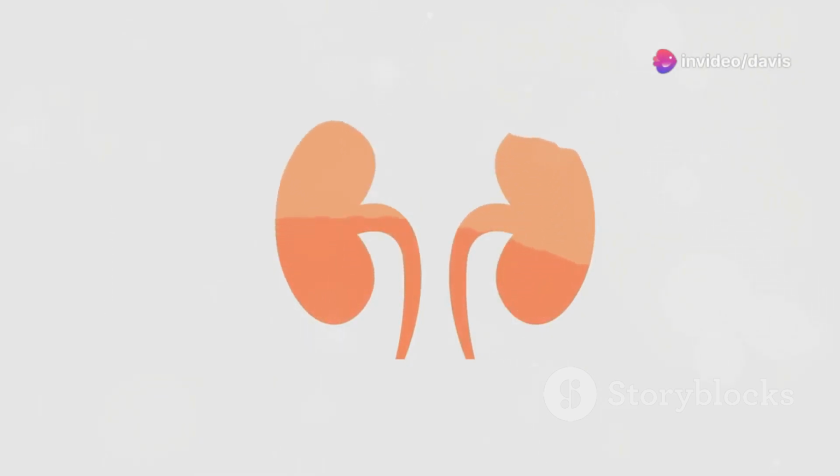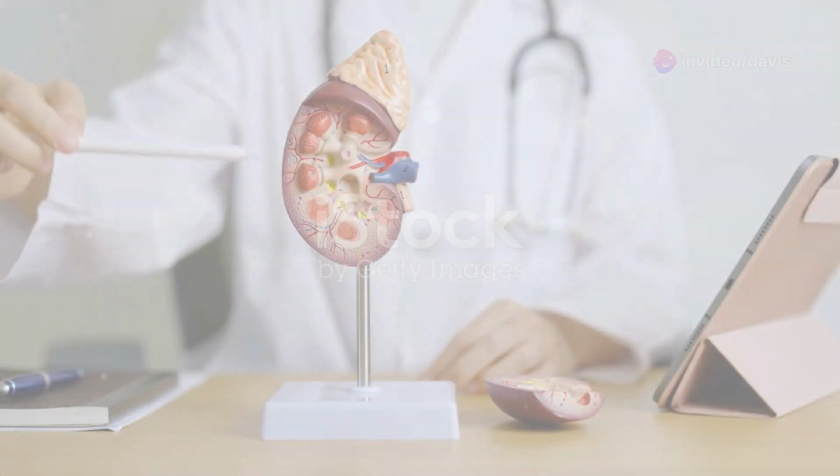Today we're diving into one of the body's most fascinating functions, how the kidneys work to filter our blood and form urine. Let's start from the beginning.